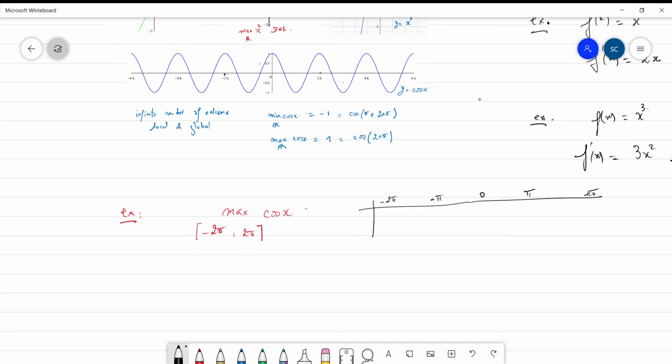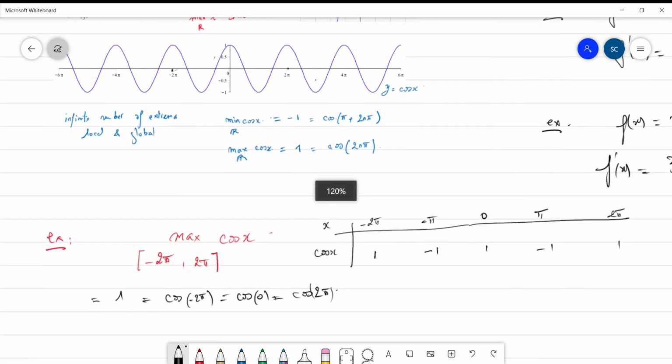Okay, this is x. Now cosine x: cosine of minus 2 pi is 1, at minus pi it's minus 1, at 0 it's 1, at pi minus 1, and at 2 pi 1. So I can answer: the maximum will be 1, and it is attained where cosine of minus 2 pi equals cosine of 0 and equals cosine of 2 pi. So it is attained at 3 points, the maximum points.